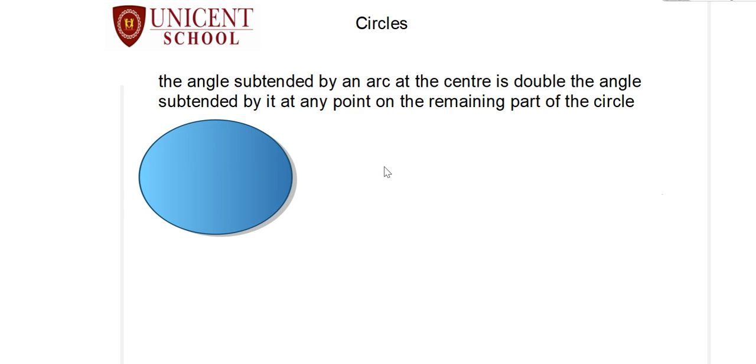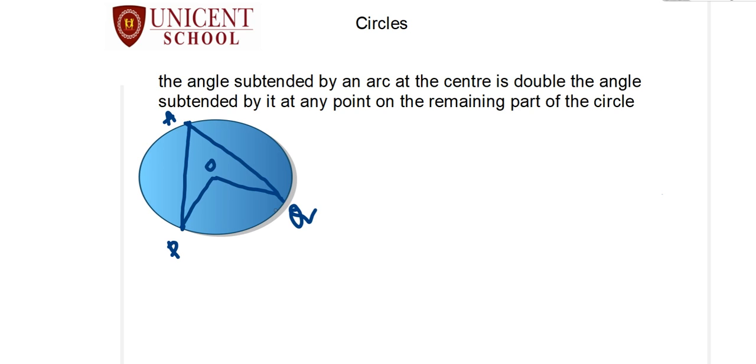So according to the theorem, we need to take a circle. First we will take points A, P and Q and join them. We get the line segments. Then take the center and call it O, and join P to O and Q to O. So this is our construction needed to proceed with the proof.